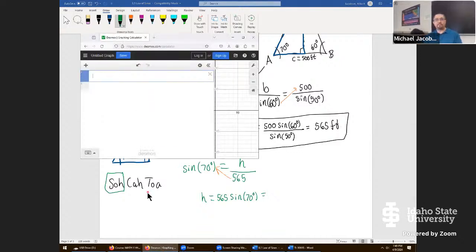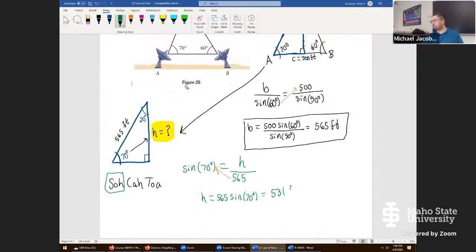We get something like 1,000,000 feet. We know we're way off. If we get like 2 feet, that's way, way off as well. So here's the moment of truth. 565 feet times sine of 70 degrees to the nearest foot is 531 feet. And you know what? That looks believable. That's well within the ballpark of what we would expect.